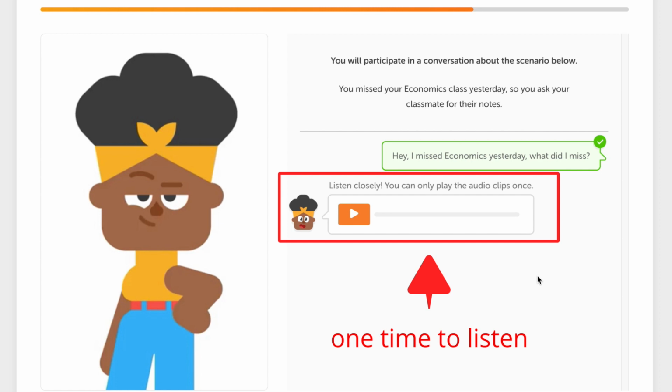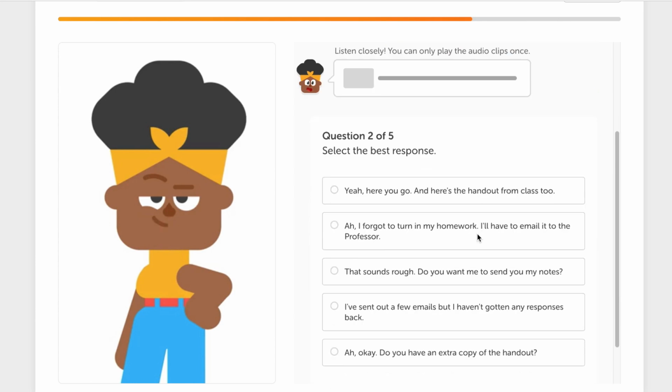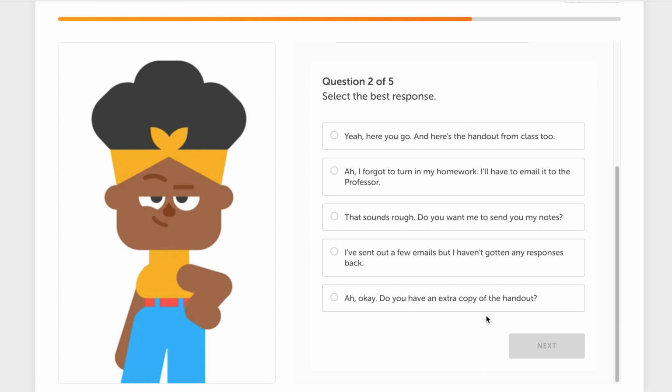Test takers should know that they only have one time to listen to this audio, so you need to focus 100% for the best result. When the audio is up, it automatically moves on to the second question, repeatedly from one question to one audio and then the next question until the conversation finishes.